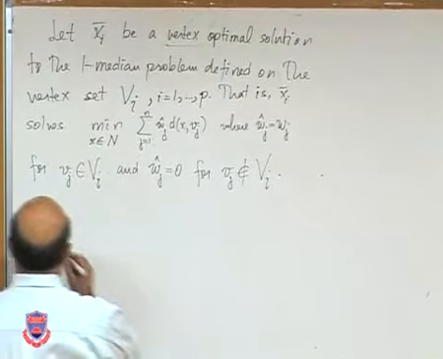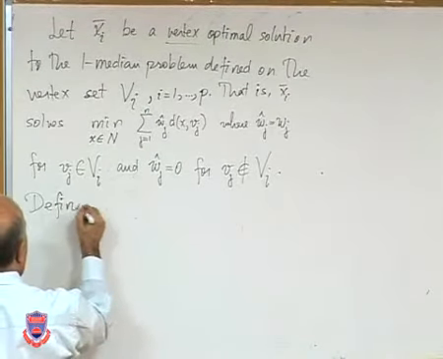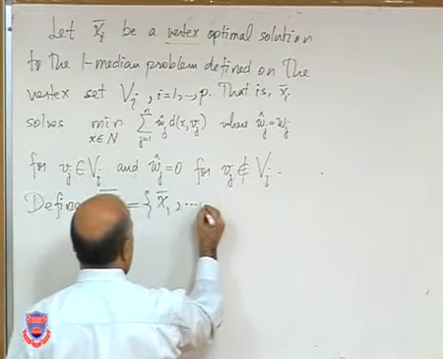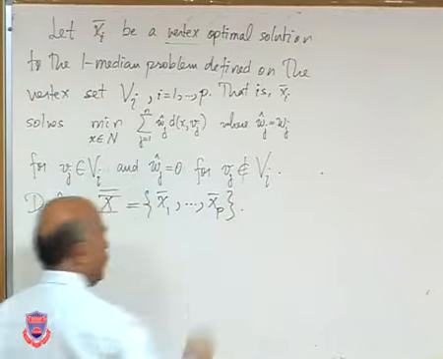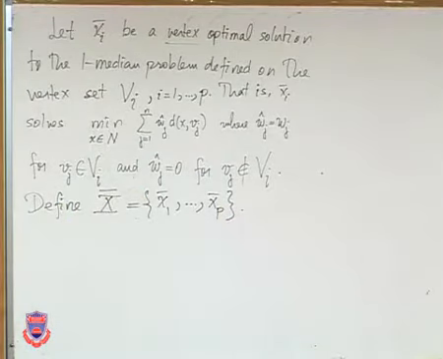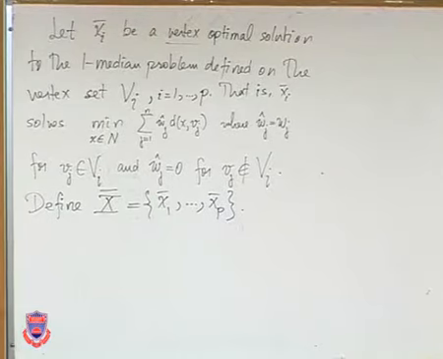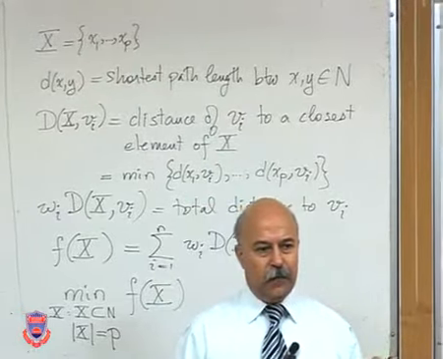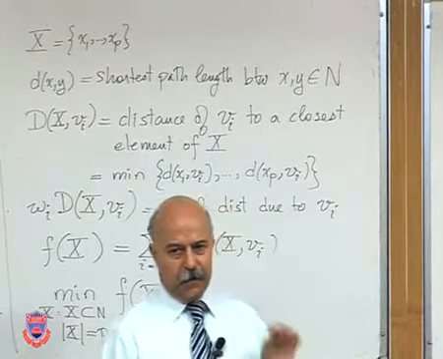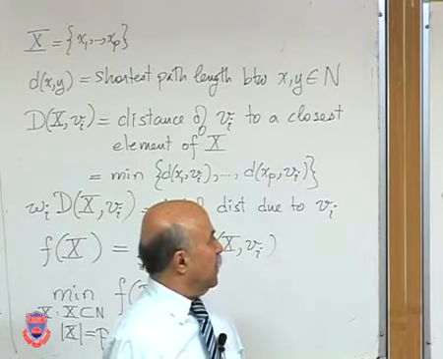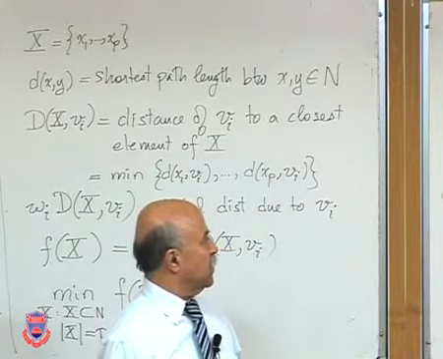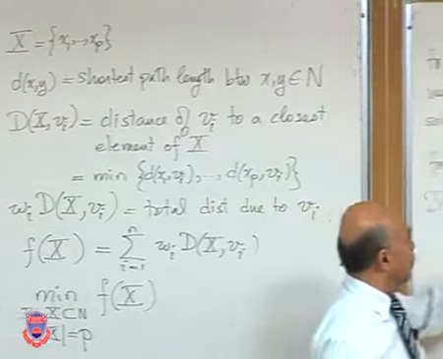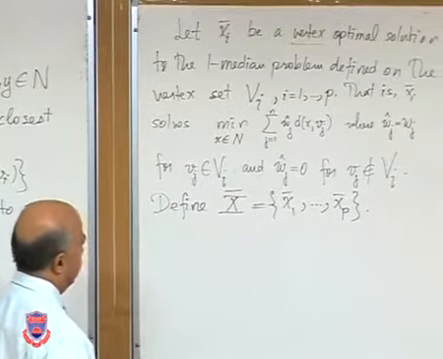Okay, so define x bar to be this set. I took the x star solution, I decomposed my network into p subnetworks, and then on each subnetwork I solved a single facility problem. I made sure that each single facility problem has a vertex solution because there's such a solution, and I put them together and formed my x bar.